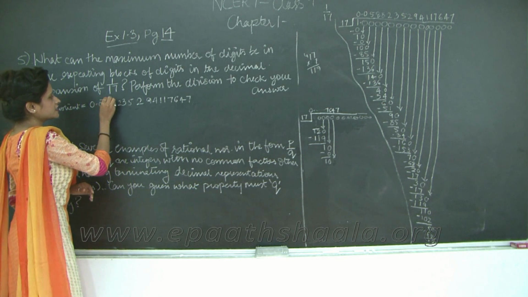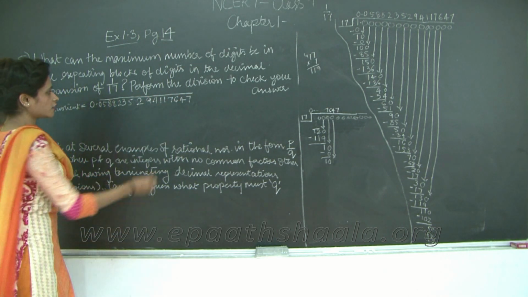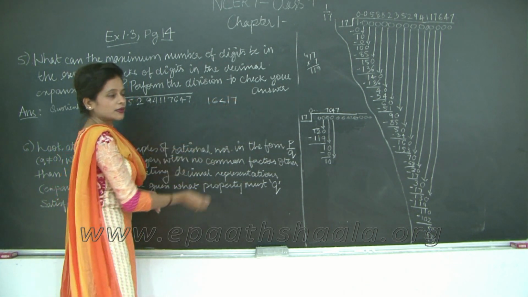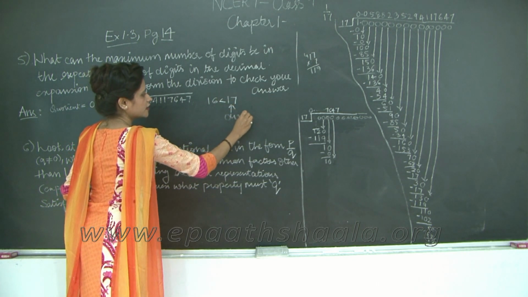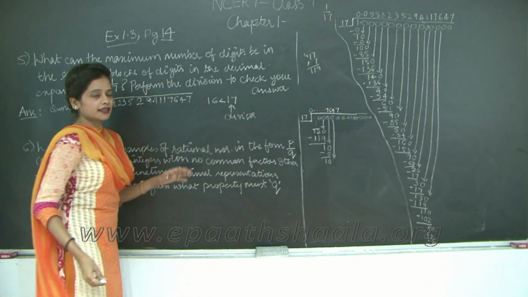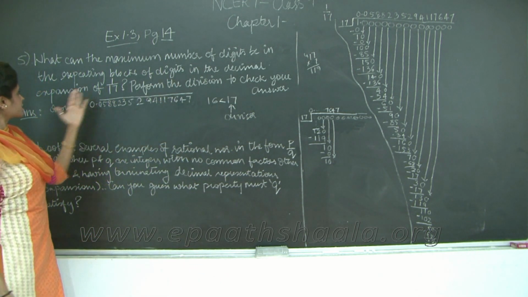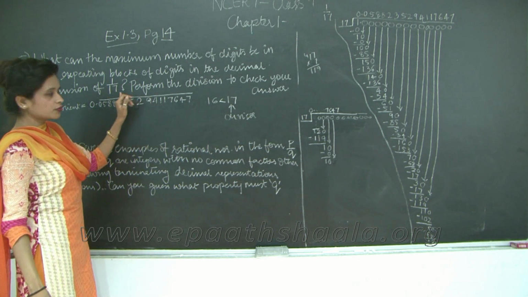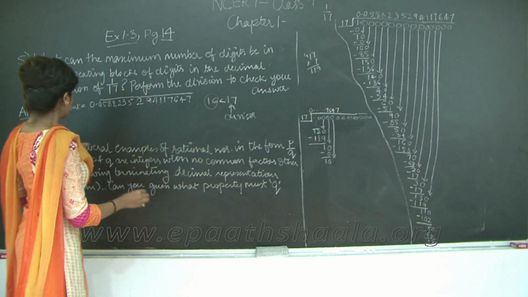Therefore, my quotient is a bar on top of this series of numbers. Now 16 is less than 17, where 17 is your divisor, right? Hence, what have we proved? That the number of digits in the repeating block of the decimal expansion of 1 upon 17 is less than the divisor, which is 17, and our number is 16 over here, right? So let us write your answer.